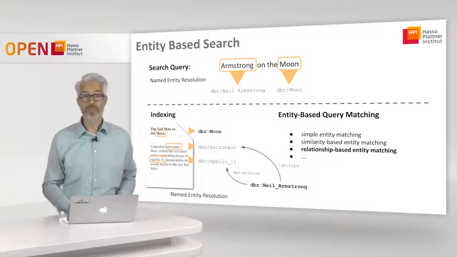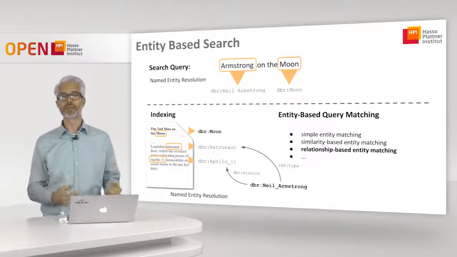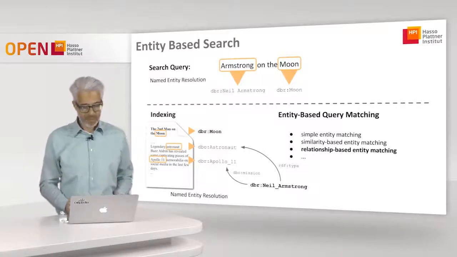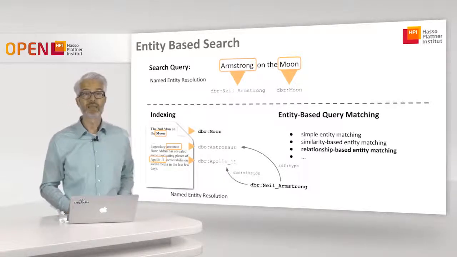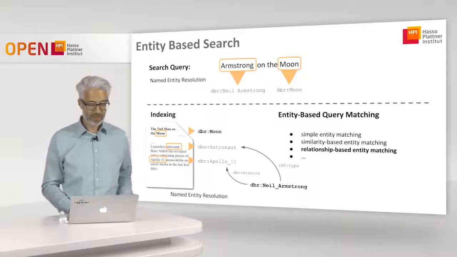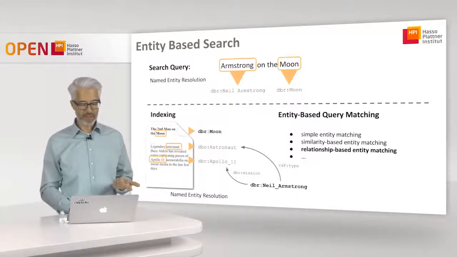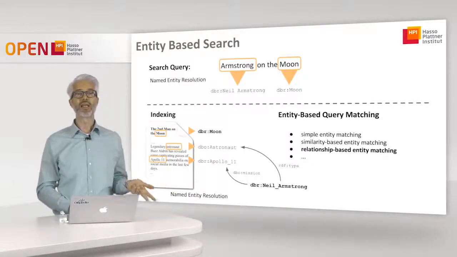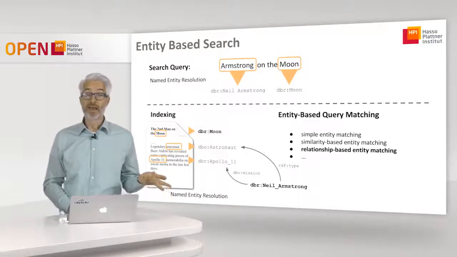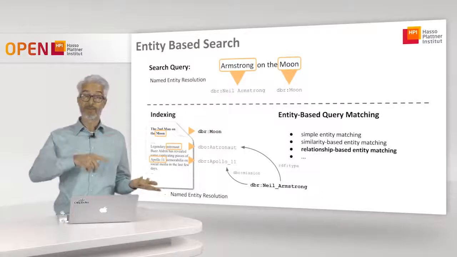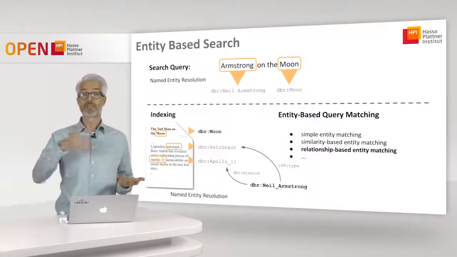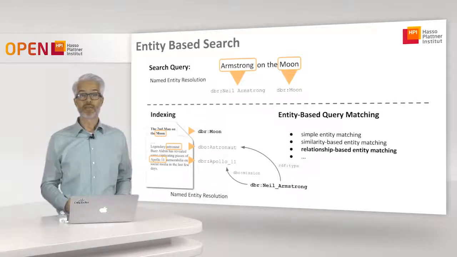And we have a third possibility, which are relationship-based entity matchings. So consider, for example, again our document, The Second Man on the Moon, and we consider the following entity resolutions we have found here. First, we have found Moon, astronaut, and Apollo 11 as entities. The Moon is mapped directly, so this is a simple entity match, but we have astronaut and Apollo 11.